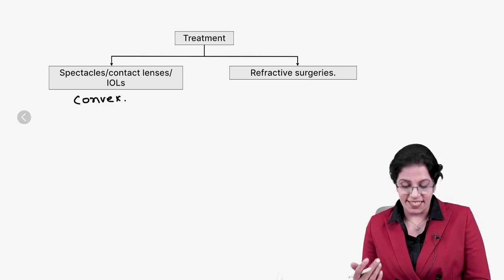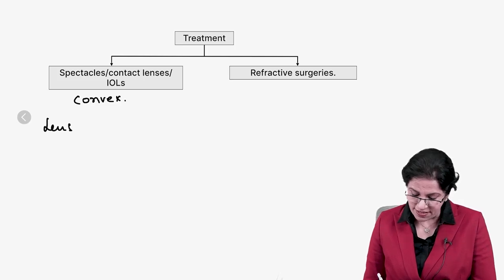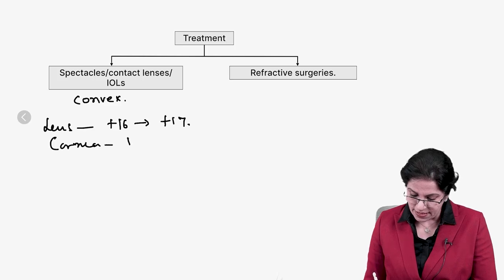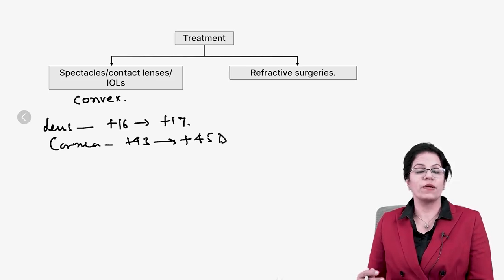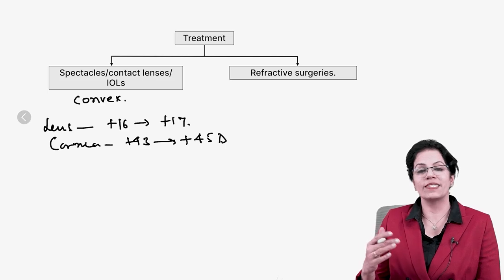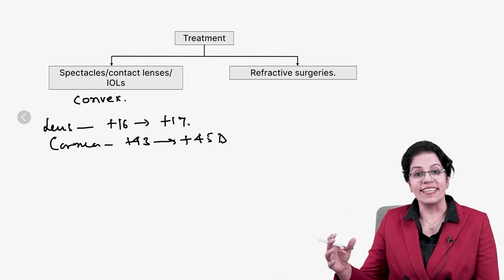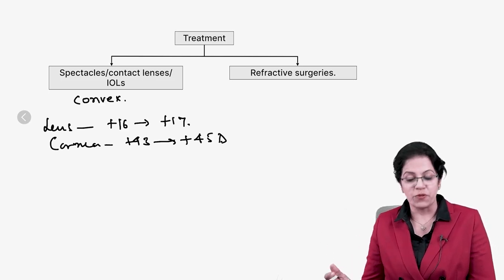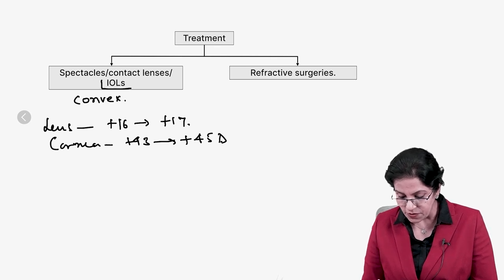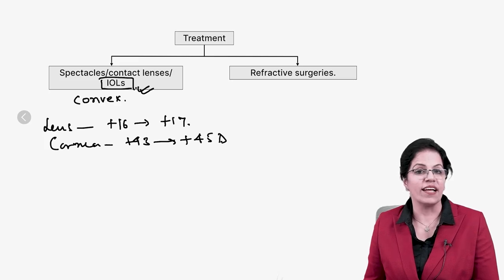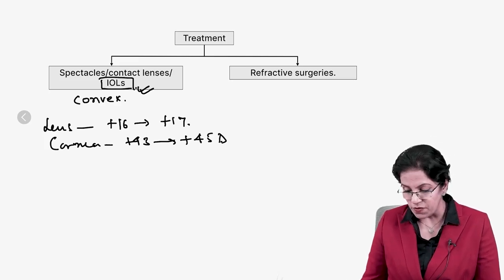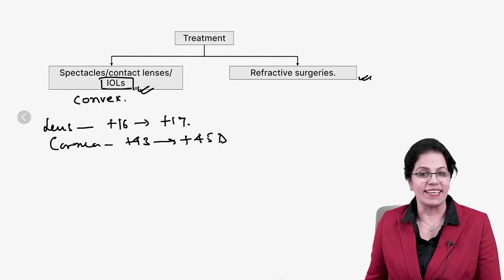Have you learned that? Yes, power of lens 16 to 17 diopters. What is the power of your cornea? We have learned this as well, 43 to 45 diopters. Power of a total emmetropic eye, we generally take as 58 to 60 diopters. So if the lens is not there, 16 to 17 diopters is less. That means it is an extreme case of hypermetropia, and we can even use IOLs to correct that aphakia. So that's why we have written IOLs here. Or we can go for refractive surgeries. We are going to take that separately.